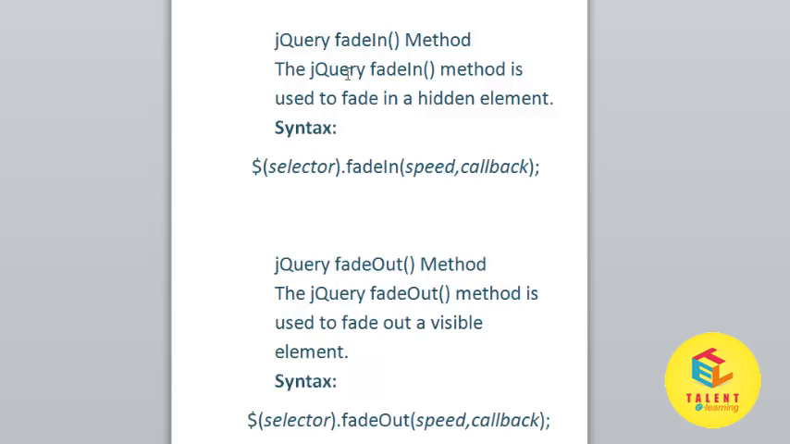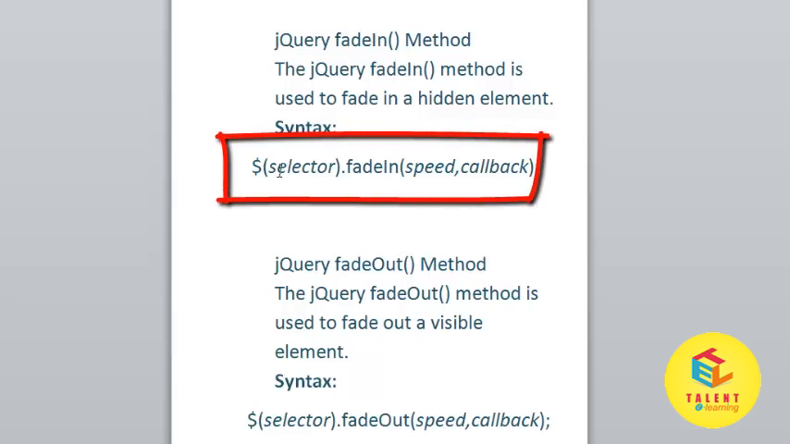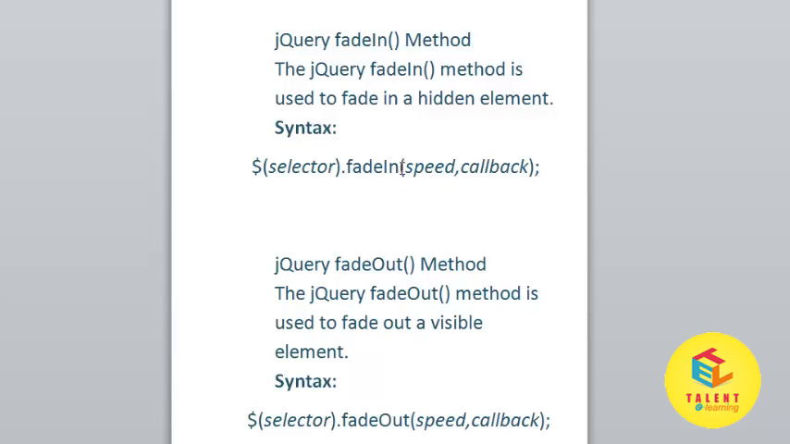First, the jQuery fadeIn method. This method is used to fade in a hidden element. This is the syntax for the fadeIn method: dollar, then selector, dot, the name of the method fadeIn, and inside the parameter you can pass speed and callback function. These both are optional. In speed you can write fast, slow or speed in milliseconds.